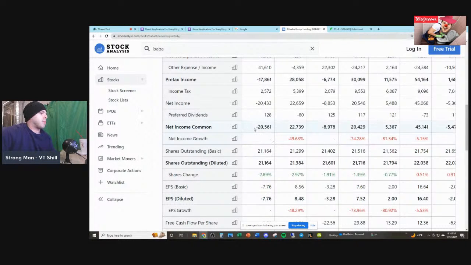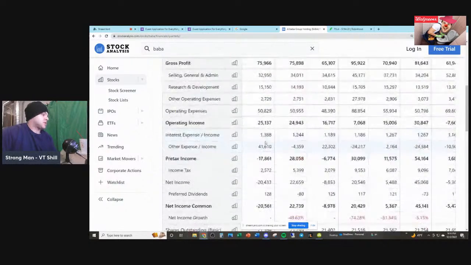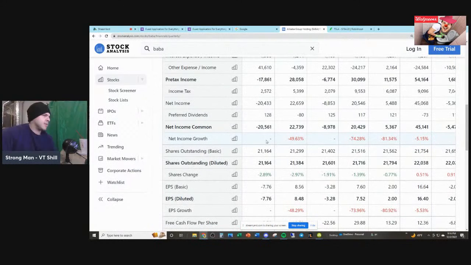Here's the net income for Baba. Last quarter, -20. And this is in Chinese currency. I hate when they do that on these websites. Just give me the dollars. -20, +22, -8, +20. So for the last couple of quarters, if you average that out, your earnings over the last 12 months are going to be insanely low.